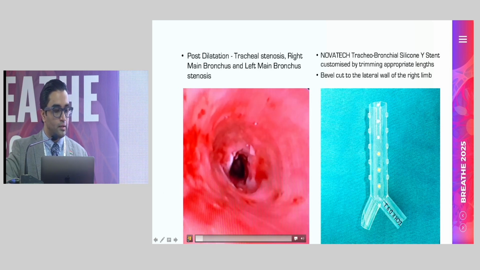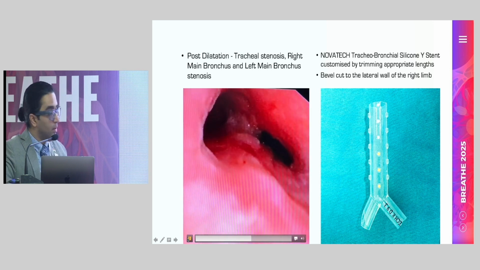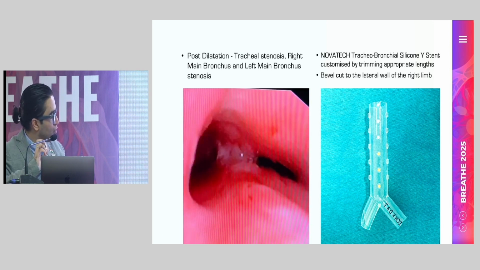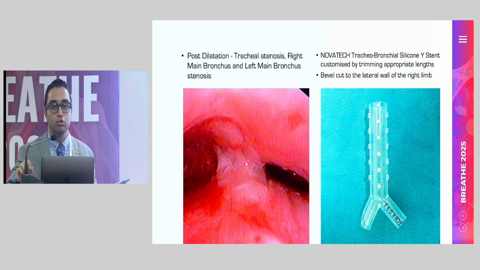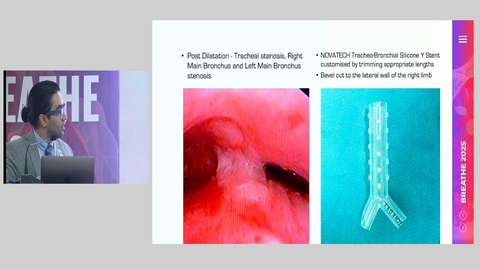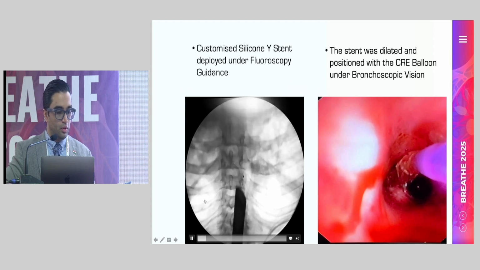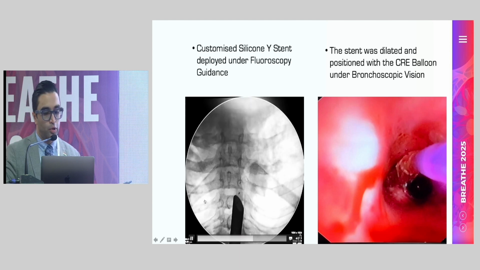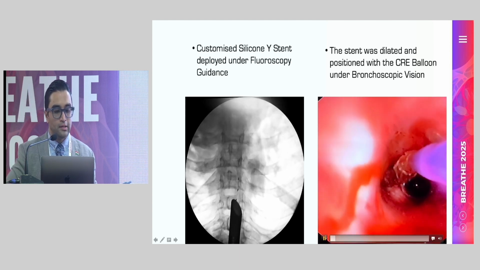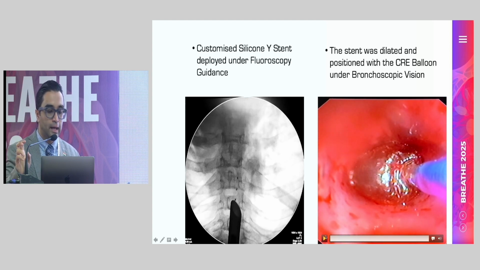So as you can see, this is the dilated trachea, and post the dilated trachea, you can see there is also a compromise in the luminal measurement for the right main bronchus and the left main bronchus. So the patient had multi-level airway stenosis. So we planned for a silicone stent installation. So this is a fast forward video, if you can appreciate, that is the silicone stent being put inside, and this particularly is the CRE balloon which is being dilated to get the silicone stent in its right position.